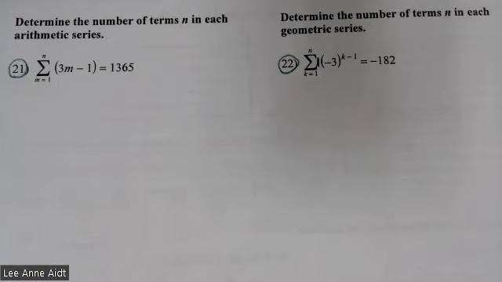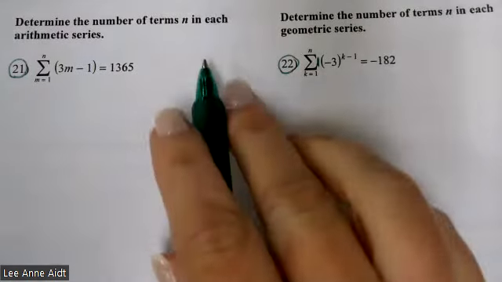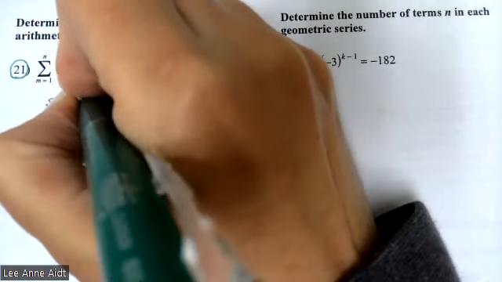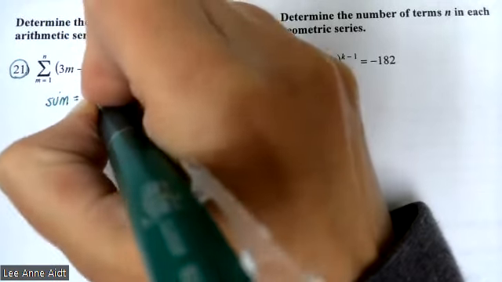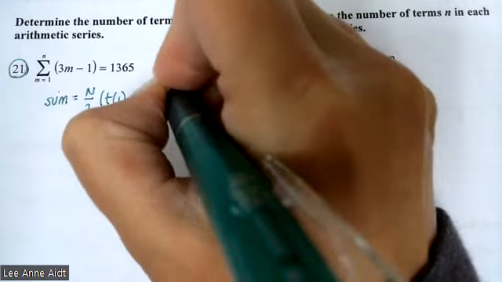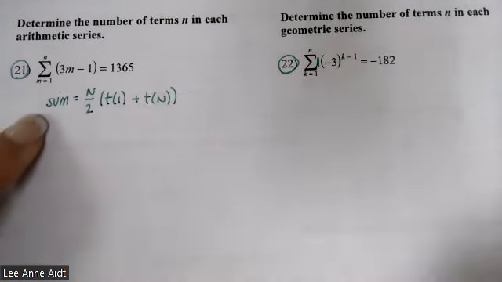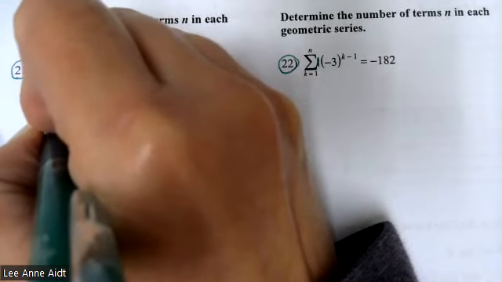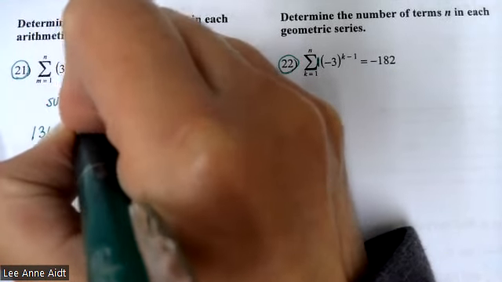Here we go. Determine the number of terms n in each arithmetic series. Sum equals n over 2 times the first term plus the last term. The sum in this problem is 1365. n is what we're solving for.